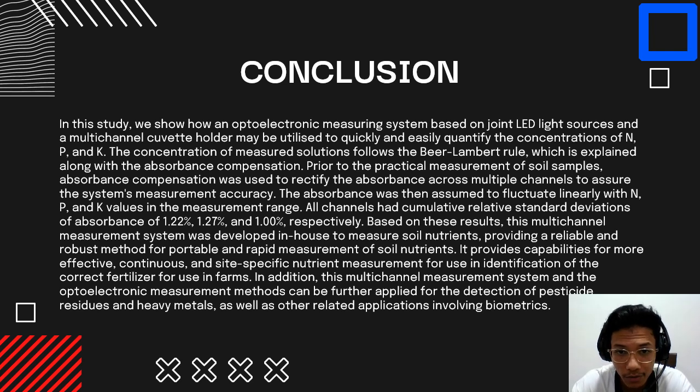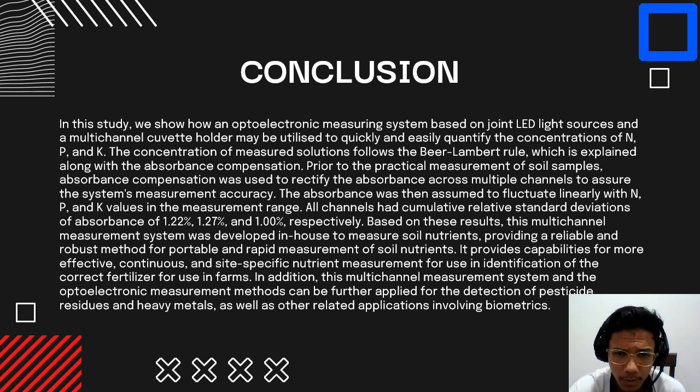Based on the results, this multi-channel measurement system was developed in-house to measure soil nutrients, providing a reliable and robust method for portable and rapid measurement of soil nutrients. It also provides capability for more effective, continuous, and site-specific nutrient measurement for identification of the correct fertilizer for use in farms.